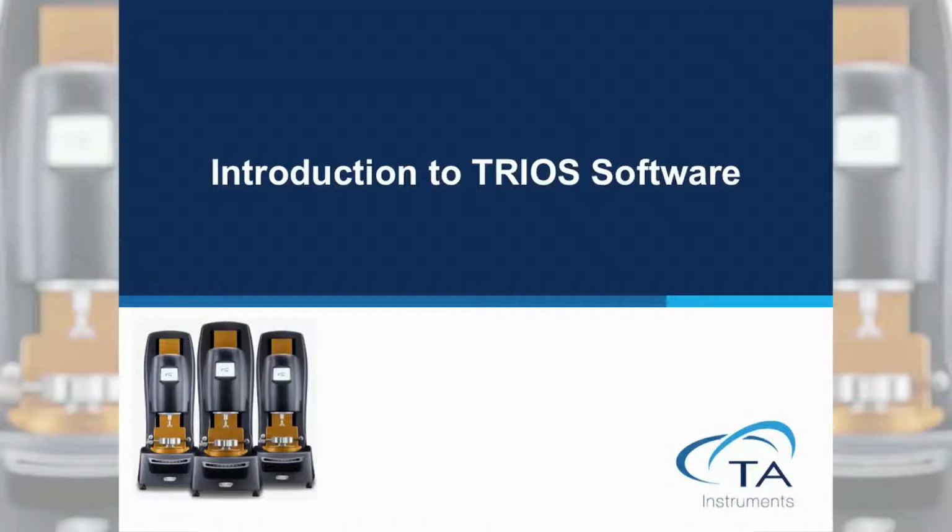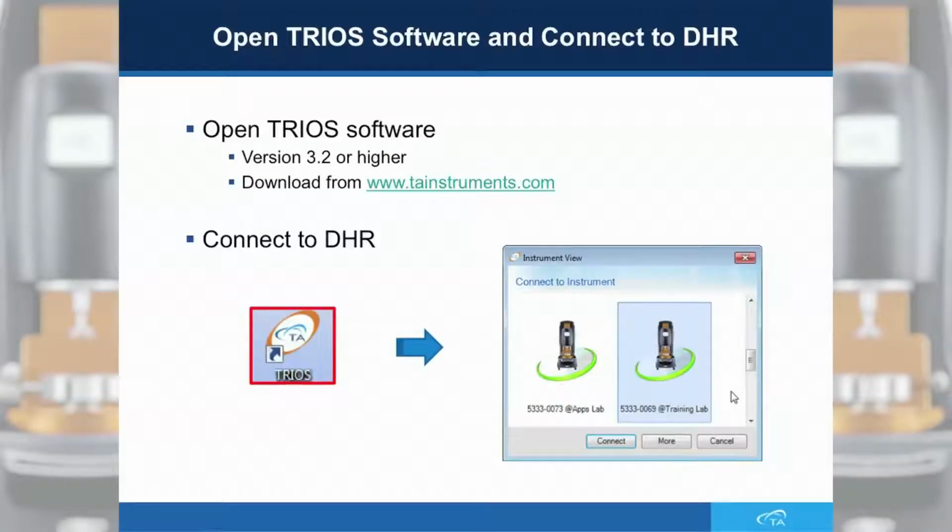The next few slides will display the basic layout and features of Trios software. All examples shown in this course were taken from Trios 3.2. The current release version of Trios software is available for download on our website. Once installed, open Trios software by double-clicking the icon located on the desktop or select from the Windows Start menu.